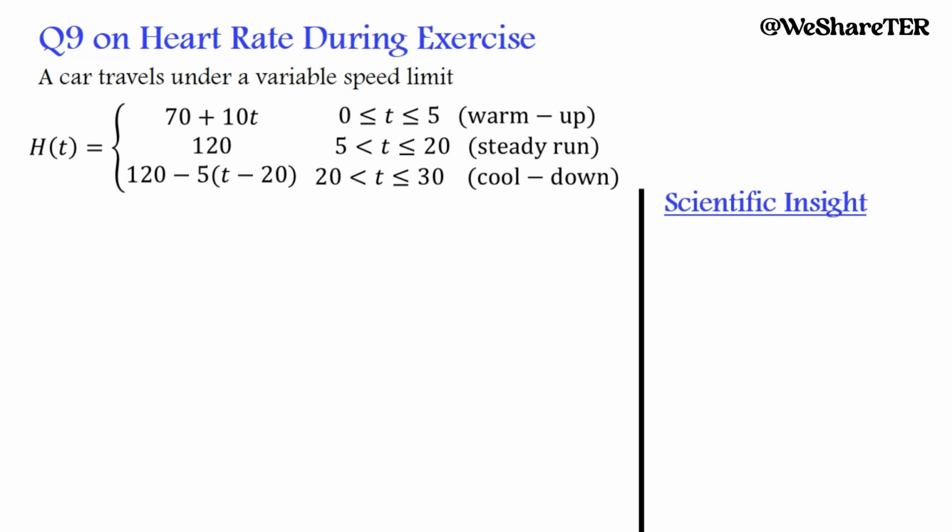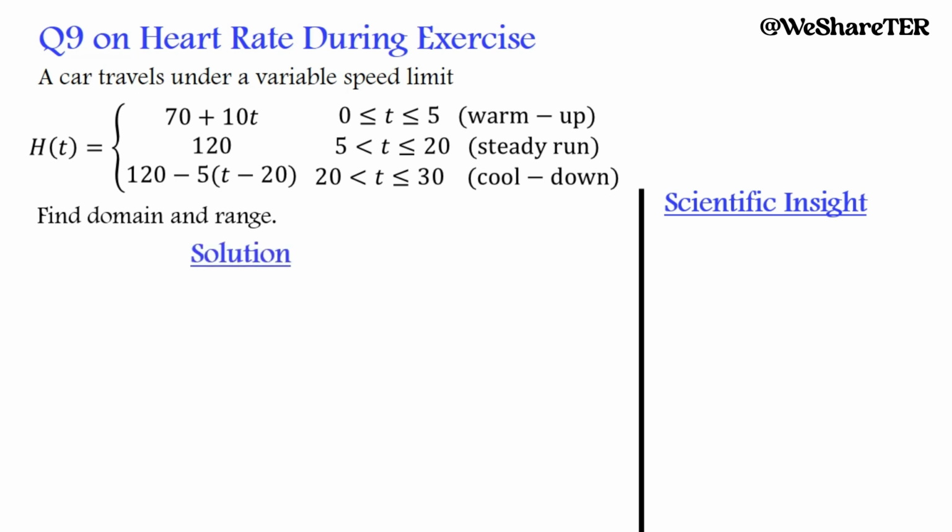A person starts running and their heart rate, in beats per minute, changes over time. H(t) equals 70 plus 10t for 0 ≤ t < 5, quad text warm up; 120 for 5 ≤ t < 20, quad text steady run; 120 minus 5(t minus 20) for 20 ≤ t ≤ 30; end cases. Find domain and range.